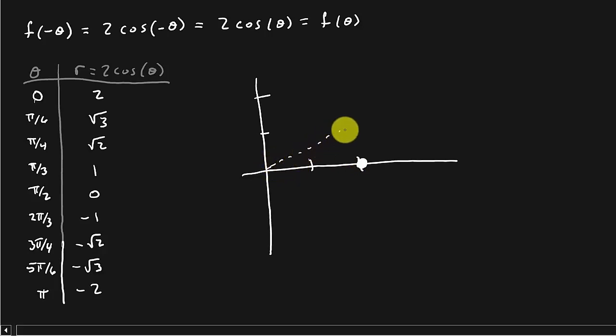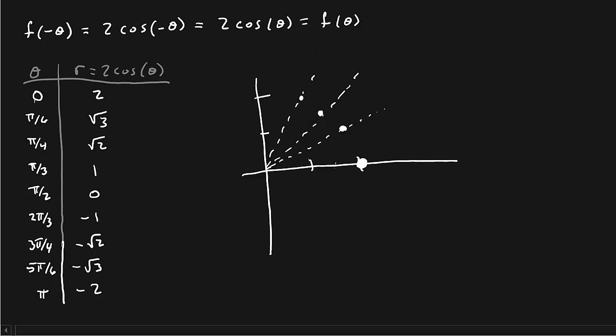So that's going to be probably about right in here. And then I've got square root of 2, which is a little closer in, and that would be at pi over 4. So that's going to be somewhere right in there. And then I've got 1 at pi over 3, which is about 60 degrees. That's going to be about right. I don't know. Let me erase that. That's going to be maybe about right in here, something like that.